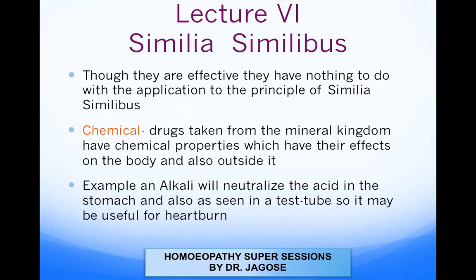Now, chemical. Drugs taken from the mineral kingdom have chemical properties which have effects on the body and also outside it, that is, the effect of the drugs on the body and also outside the body. Example, an alkali will neutralize acid in the stomach and also as seen in a test tube, so it may be useful for heartburn. So in the body, it helps to neutralize the acid, as you can also see outside the body by means of a chemical reaction in the test tube.